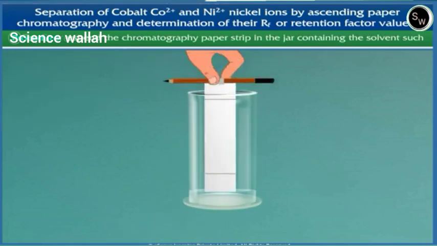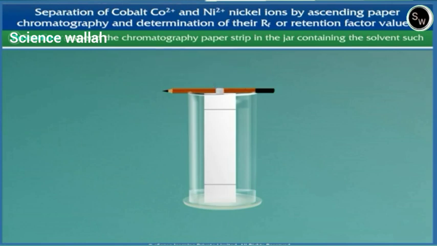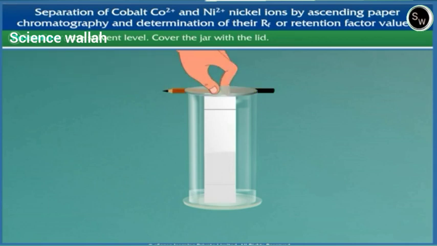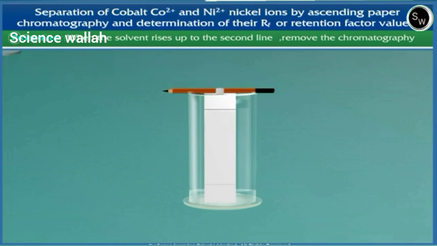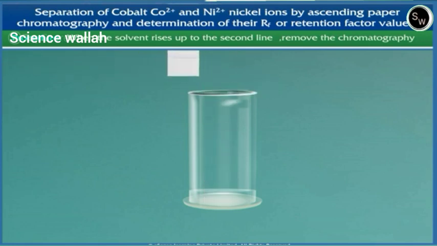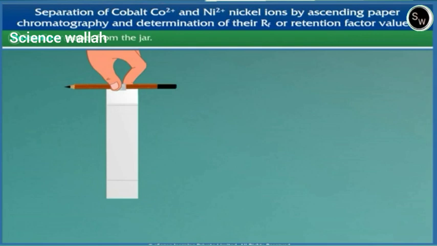Suspend the chromatography paper strip in the jar containing the solvent such that the lower edge of the paper dips in the solvent, but the base line is above the solvent level. Cover the jar with a lid. The solvent in the jar starts rising. When the solvent rises up to the second line, remove the chromatography paper from the jar.